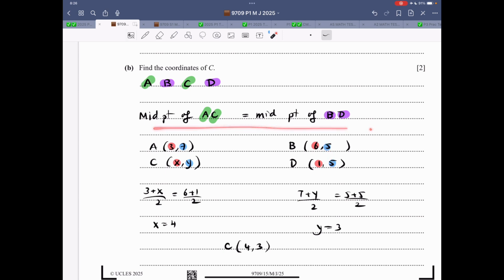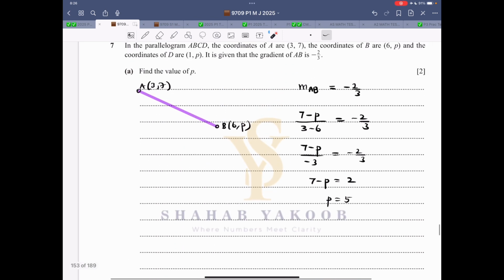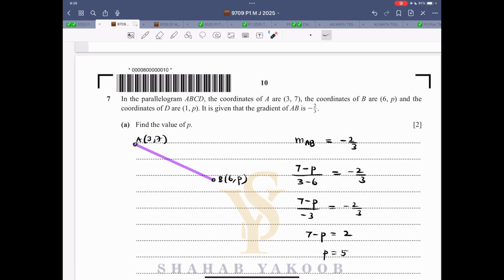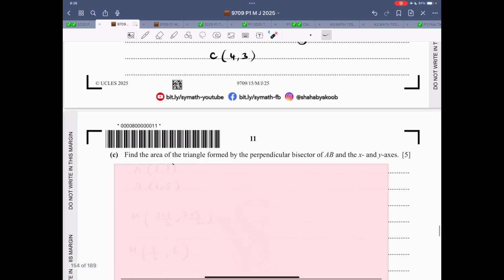The midpoint of diagonals is the same. You get Y is equal to 3. So the final answer is 4, 3. That's the coordinates of C. That's a pretty basic thing. So 2 marks.